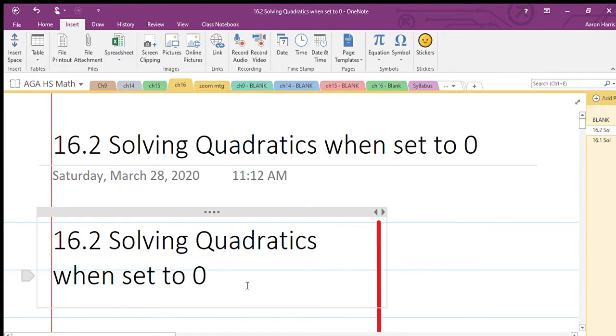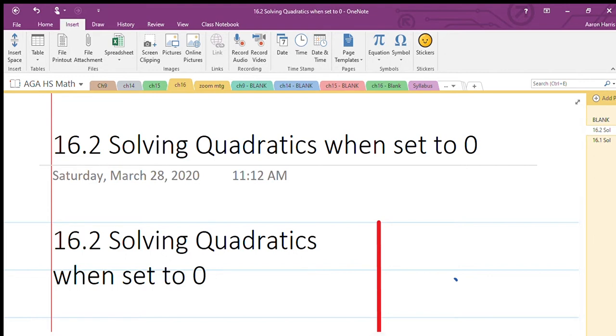16.2. Solving quadratics when set to 0. That means equal to 0. Okay. So this is the first part where, now that we've learned how to solve quadratics by putting them into the product of two binomials, we're starting to get some information so we can graph a quadratic. We're not going to graph them today, but I want you to keep thinking forward about how to graph a quadratic.